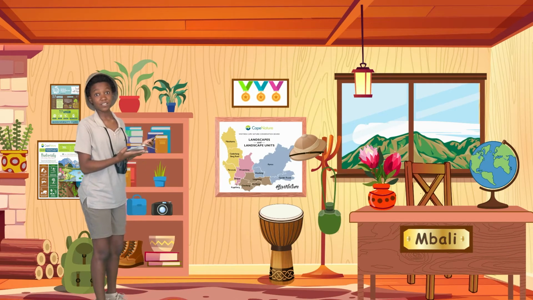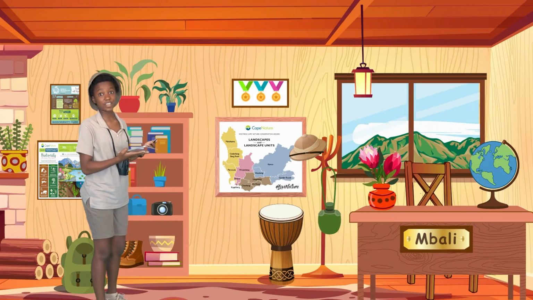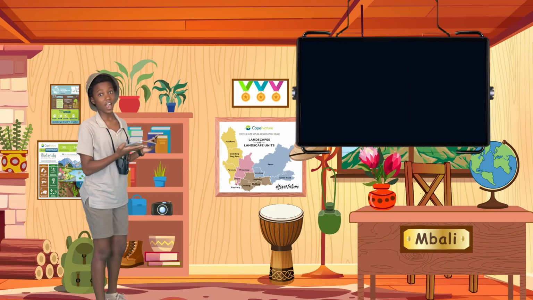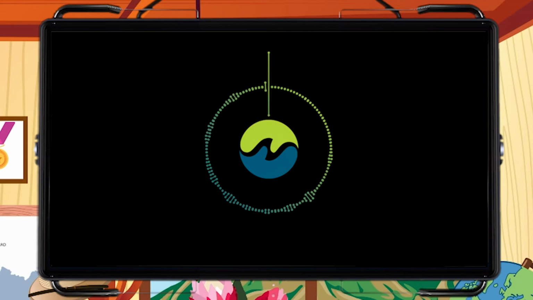Just updating all my devices. It's a full-time job making sure all of this is up to date. I won't be long. Interestingly, Mabali, all your devices are connected and depend on each other, like an ecosystem.